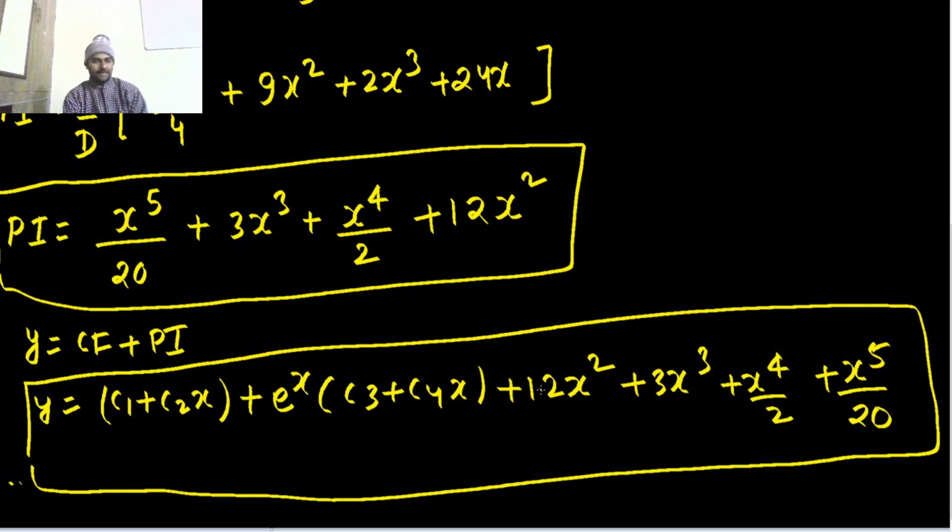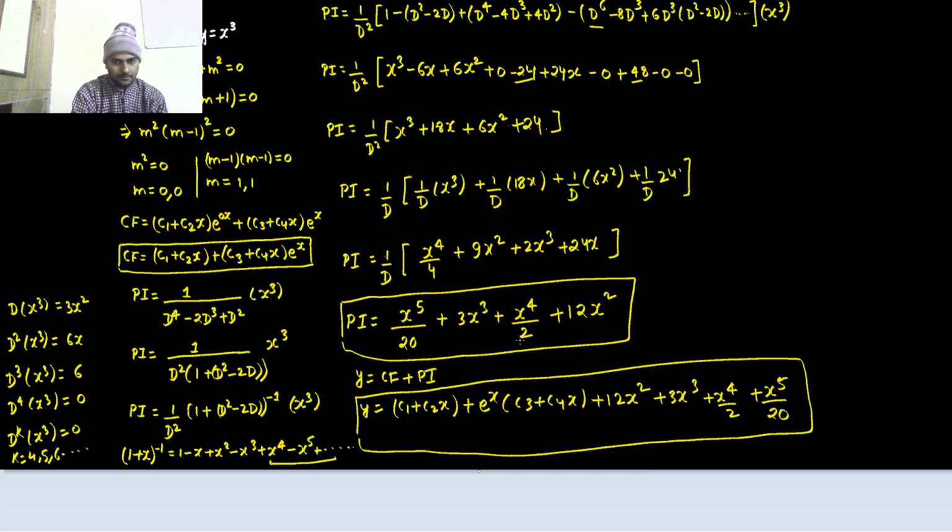At one place I made some mistake just in writing the terms, because it should be 2D whole cube, a cube minus b cube minus 3ab, a minus b. Okay, I did not take the sign properly when applying the formula.